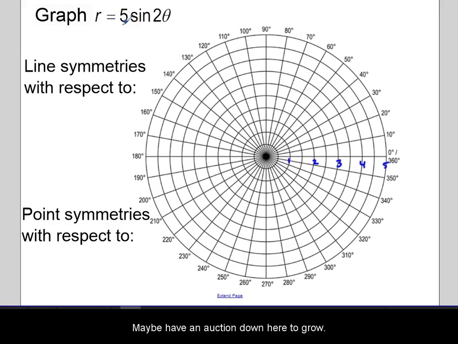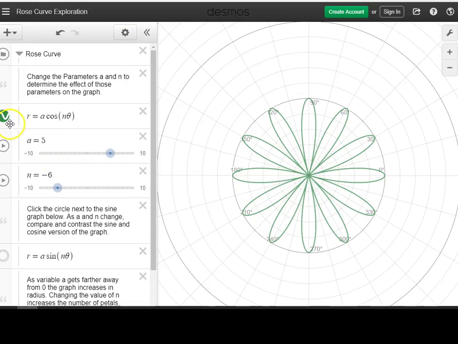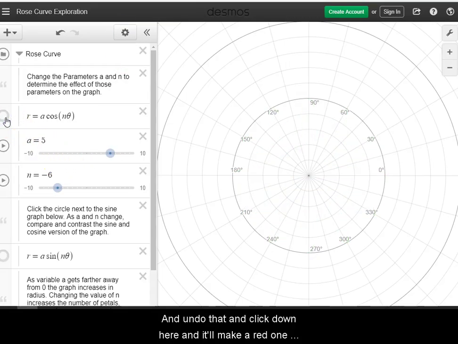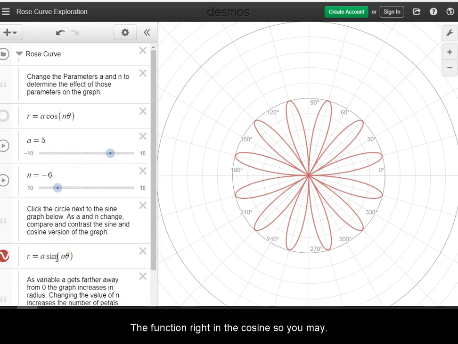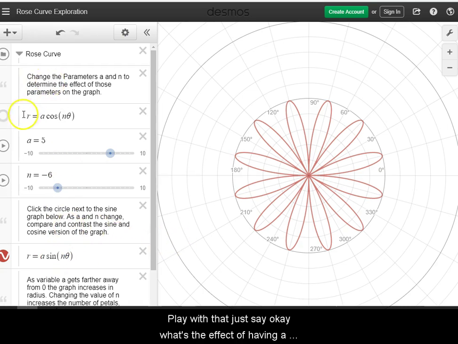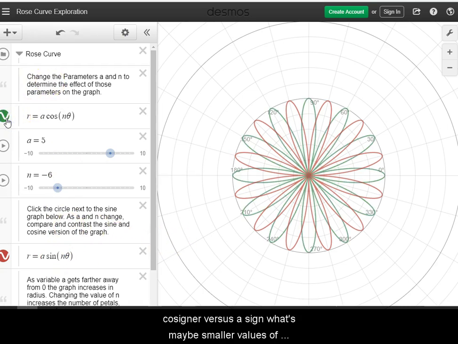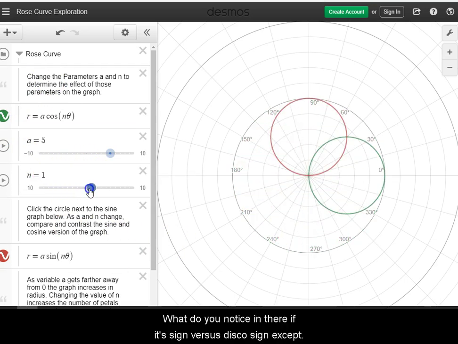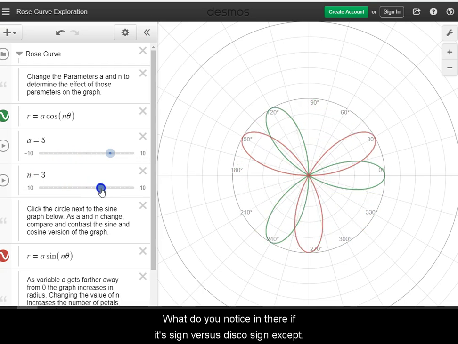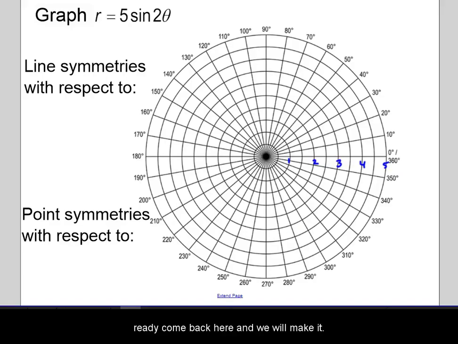Okay, we have an option down here to graph sine of theta. You can click on the green and undo that and click down here, and it'll make a red one with those particular values of a and n. But now it's the sine of the function rather than the cosine. So you might play with that and just say, okay, what's the effect of having a cosine versus a sine? Maybe smaller values of n would be handier, but just what do you notice in there? If it's sine versus if it's cosine, etc. So just play with it a little bit, make some observations. And when you're ready, come back here and we will make a graph.